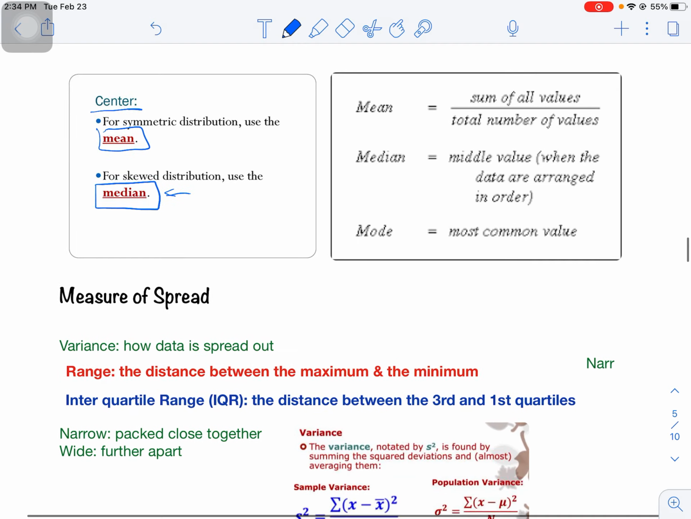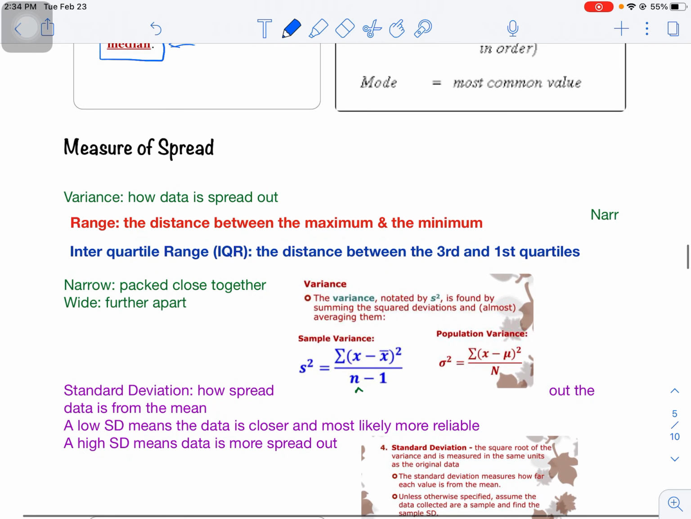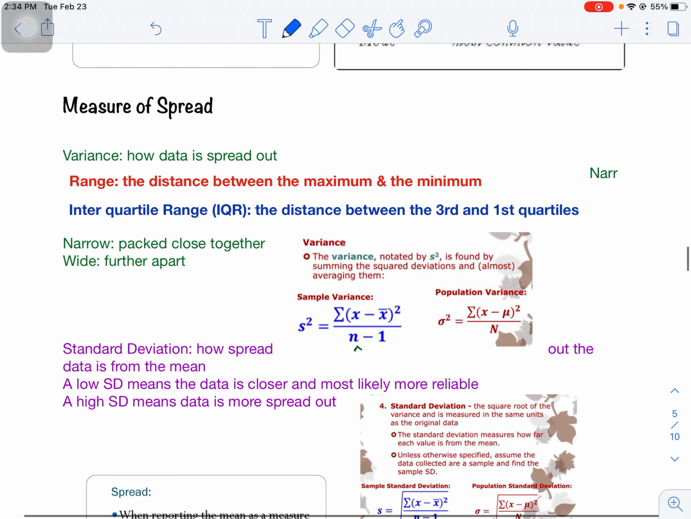So here's some basic things that you have to know about measures of spread. So how things are spread out. Just think about spreading out mayonnaise on a sandwich or peanut butter. We spread them out. So there are some things that we have to use to talk about spread.